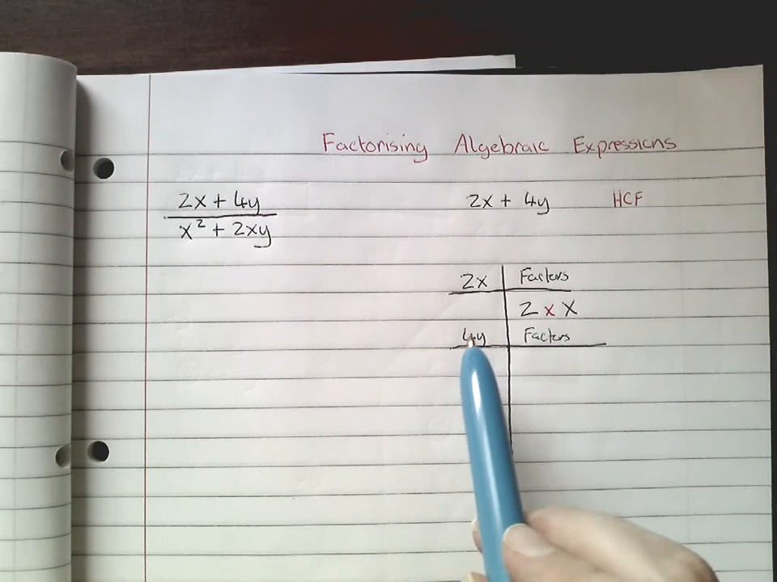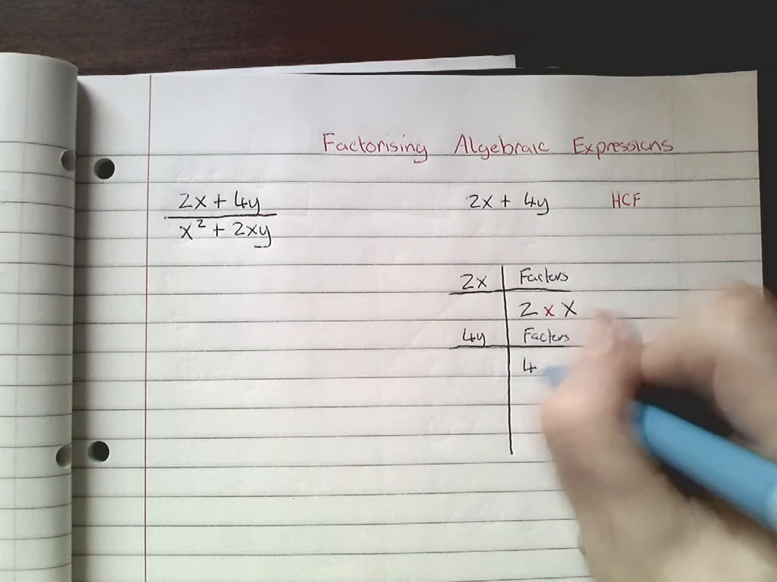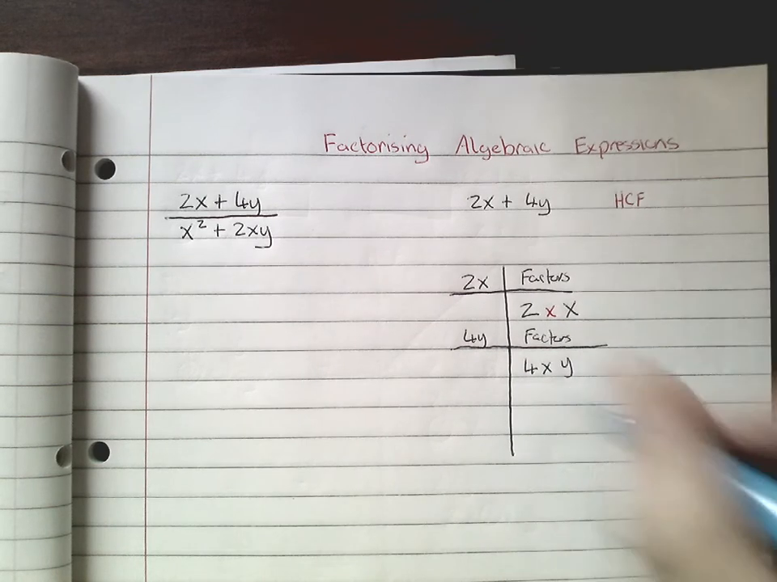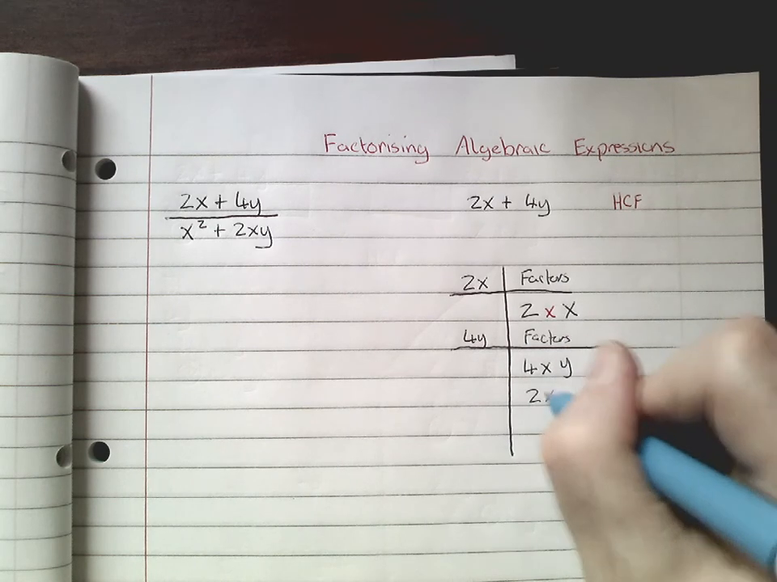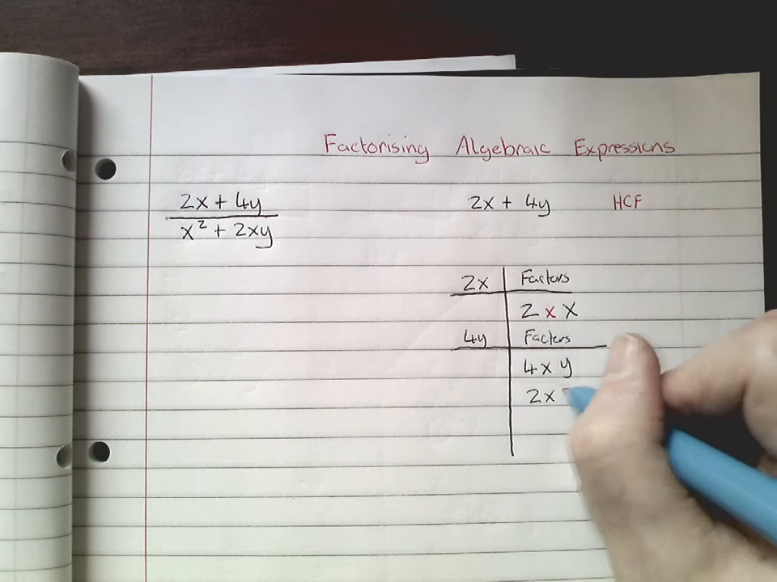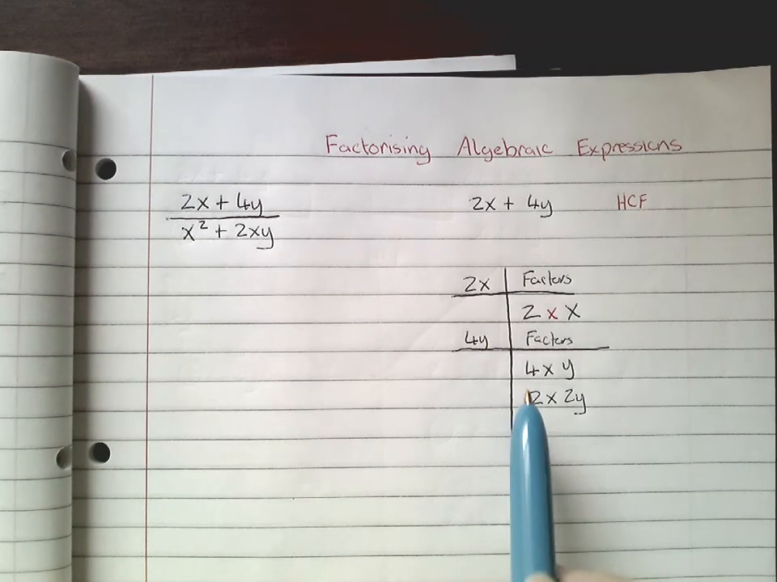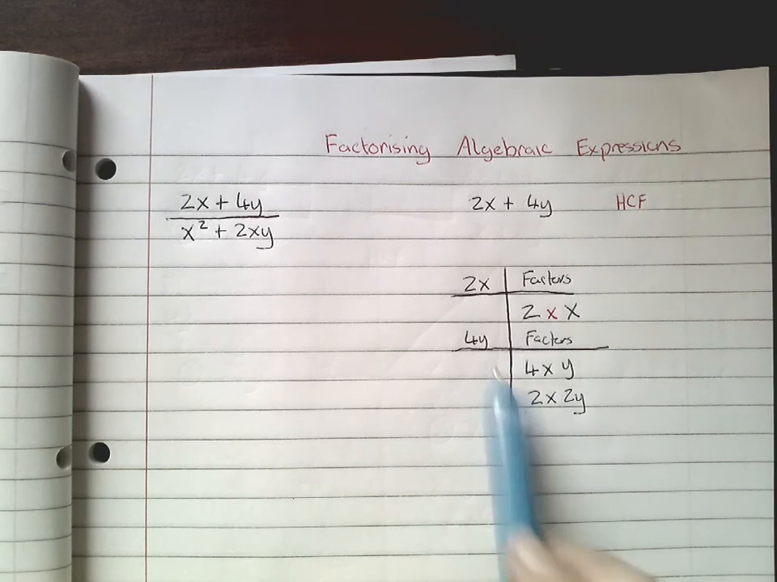What are some of the ways that we can get 4y? Well, we can get 4 multiplied by y. That will give me 4y. We can have 2 multiplied by 2y, which will also give me 4y. And that's it really. They're the factors of 4y.